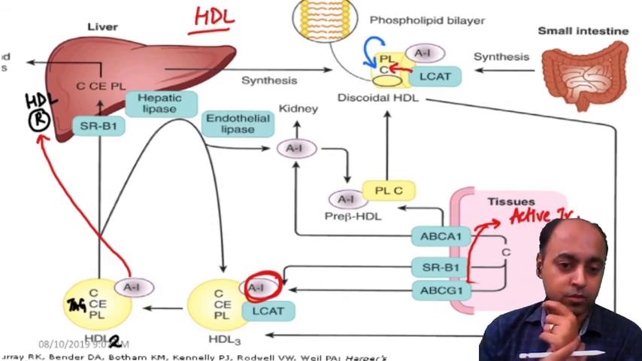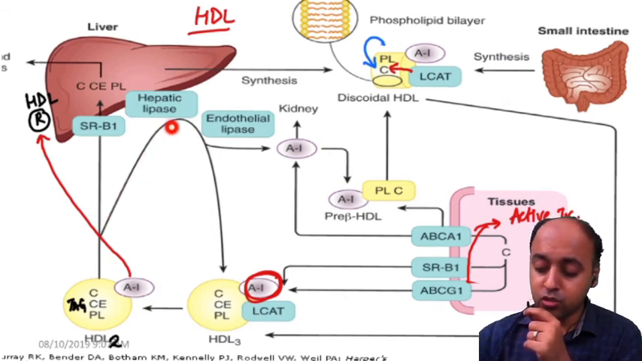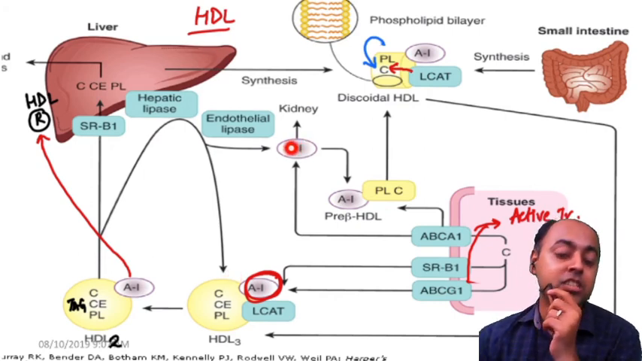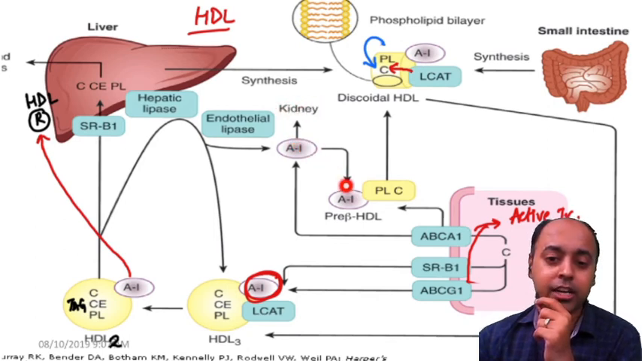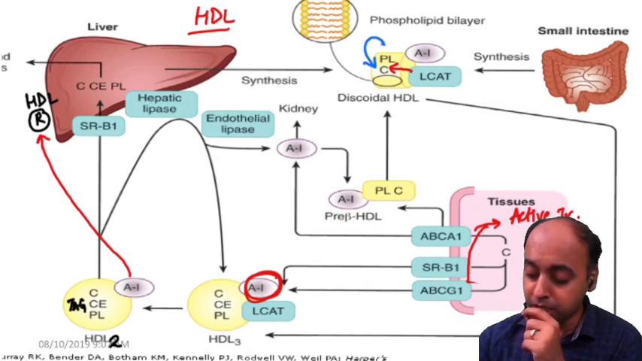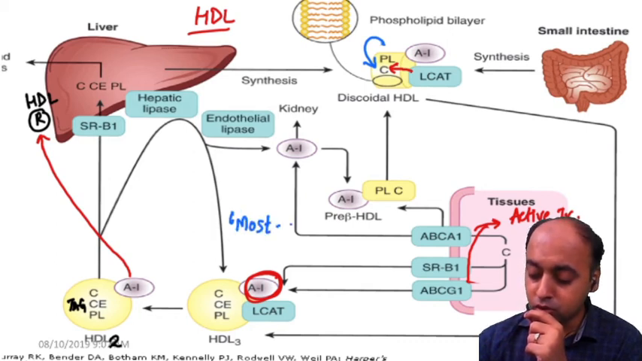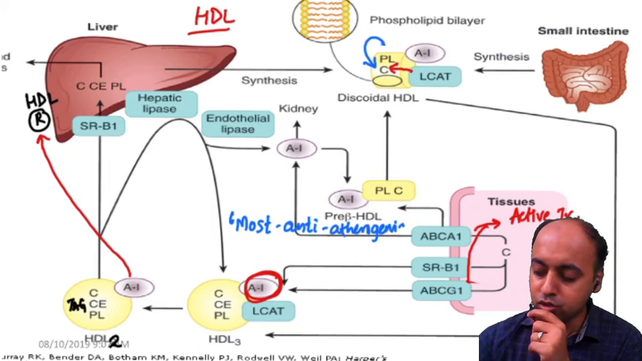One extra point to note: during the conversion of HDL2 back to HDL3, sometimes ApoA1 may get dislodged. This ApoA1 is either degraded by the kidney, or it can associate with some phospholipid and cholesterol, forming the pre-beta HDL. Pre-beta HDL is very, very important. Why? Because it is the most anti-atherogenic particle in the body.